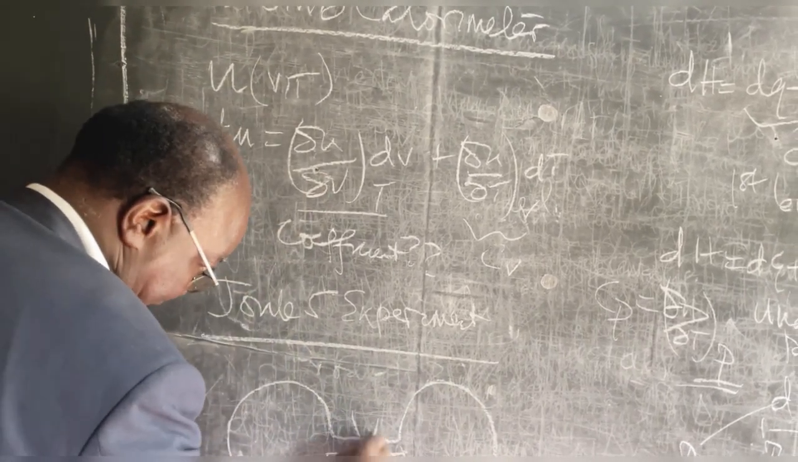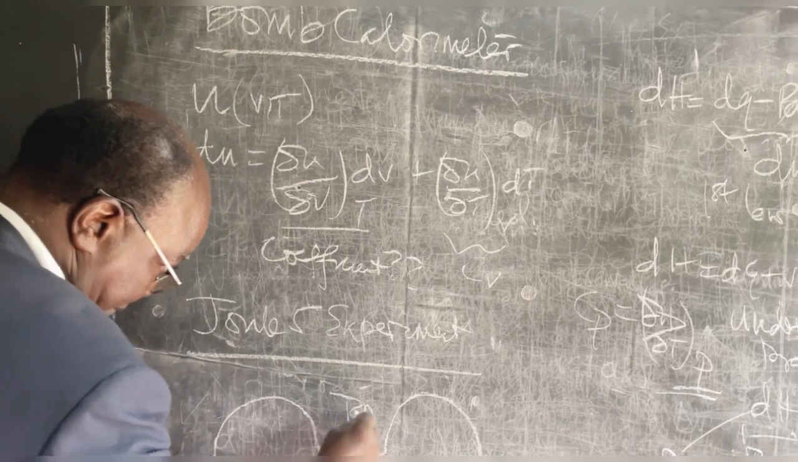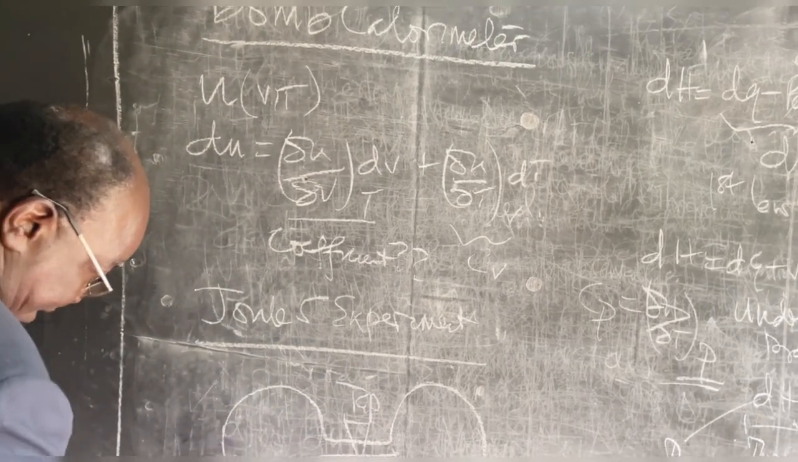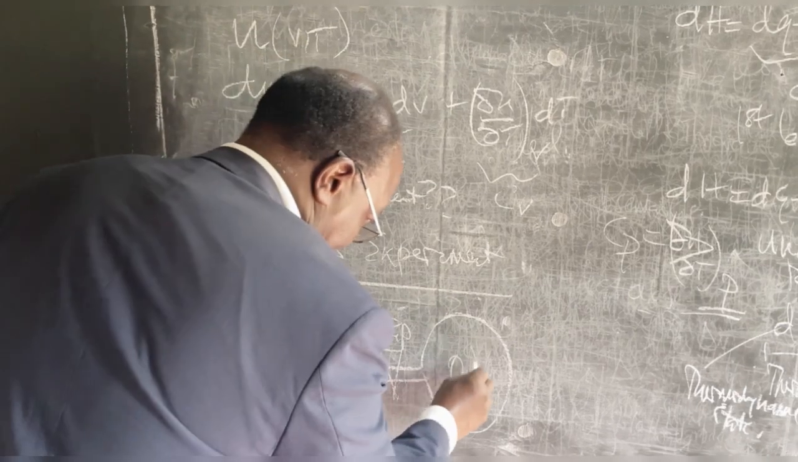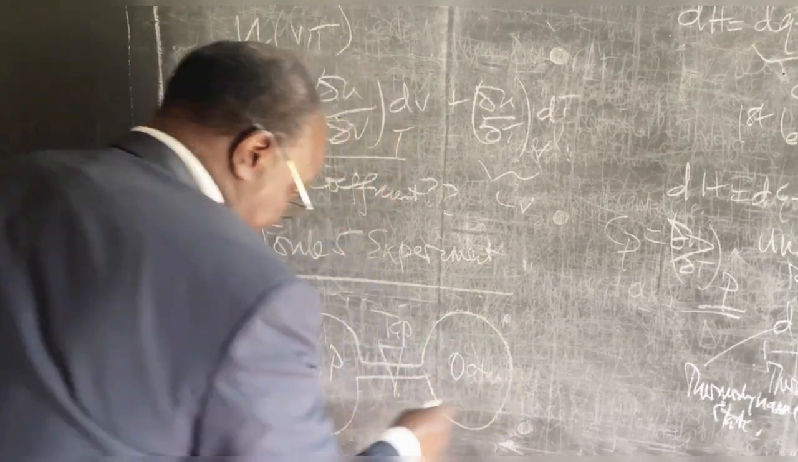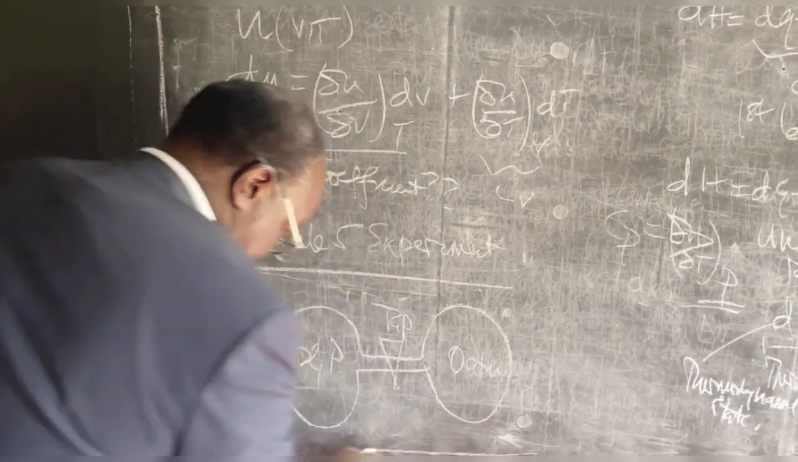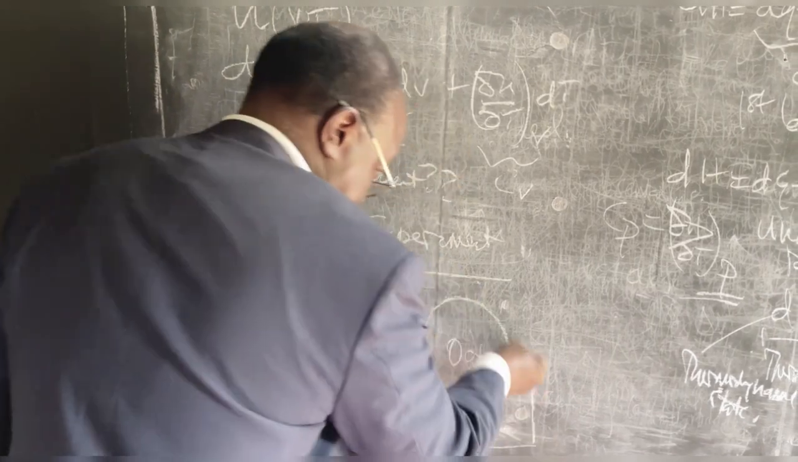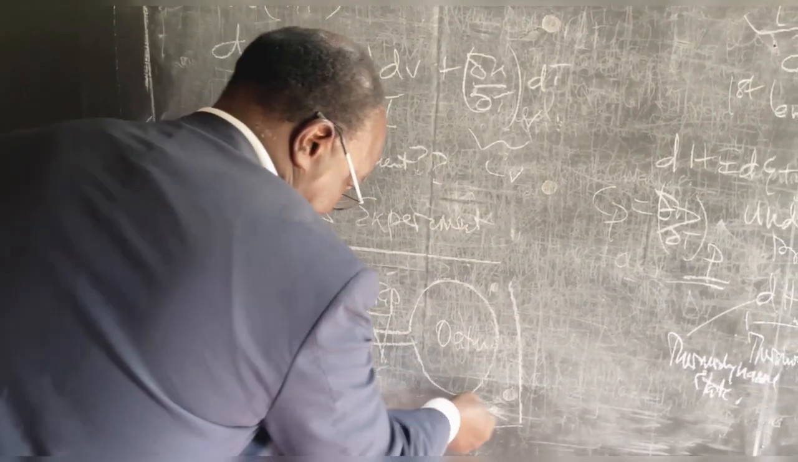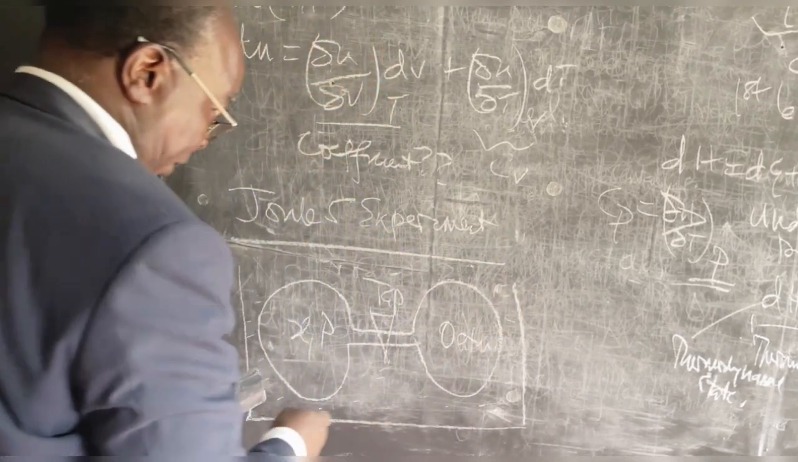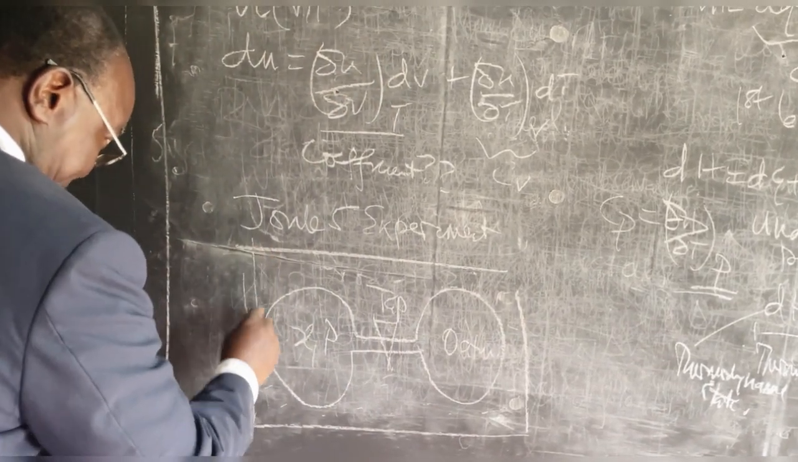And you have a tap here. Let's call that a tap. And this flask is filled, let's say, at a pressure X1. And this one is evacuated, so there's no gas there, it's a vacuum. And let us say we have a water bath. The two flasks are immersed in a water bath. And we have a thermometer here.